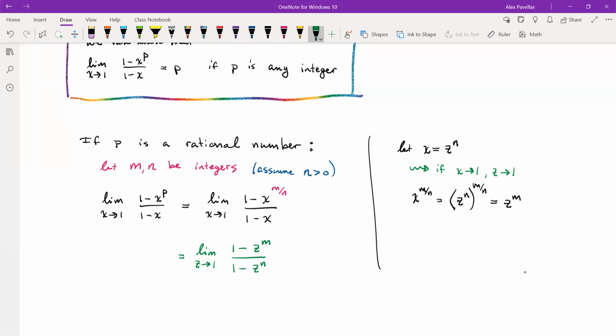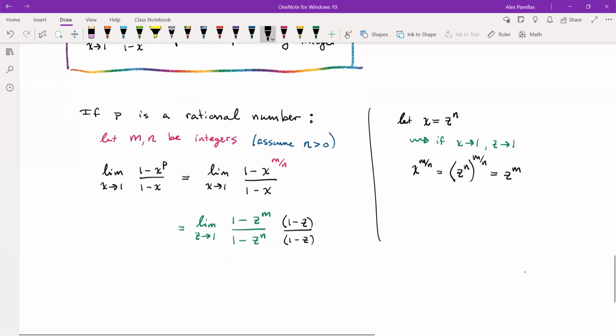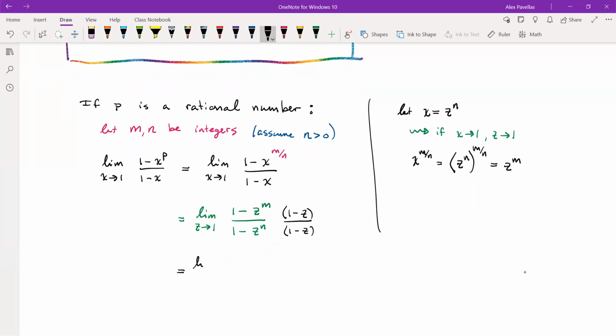Okay, so now the idea here is we want to massage this so it looks like something we've already figured out. And the way we can do this is the following. We could just multiply top and bottom by, not 1 over z, 1 minus z. So 1 minus z over 1 minus z. And we can rearrange it in the following clever way. So this limit becomes the limit as z approaches 1. I'm going to group the 1 minus z to the m with the 1 minus z on the denominator. So this is 1 minus z to the m over 1 minus z, times 1 minus z. So that's the one from the numerator. And then the 1 minus z to the n was on the denominator.